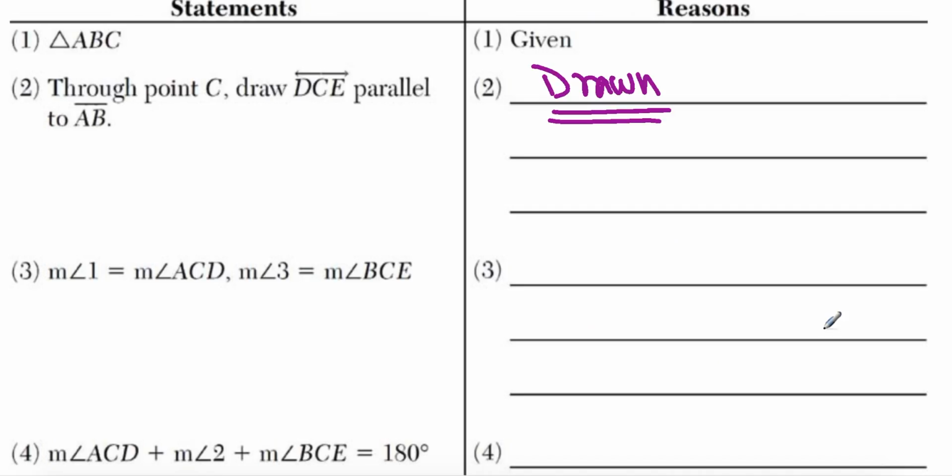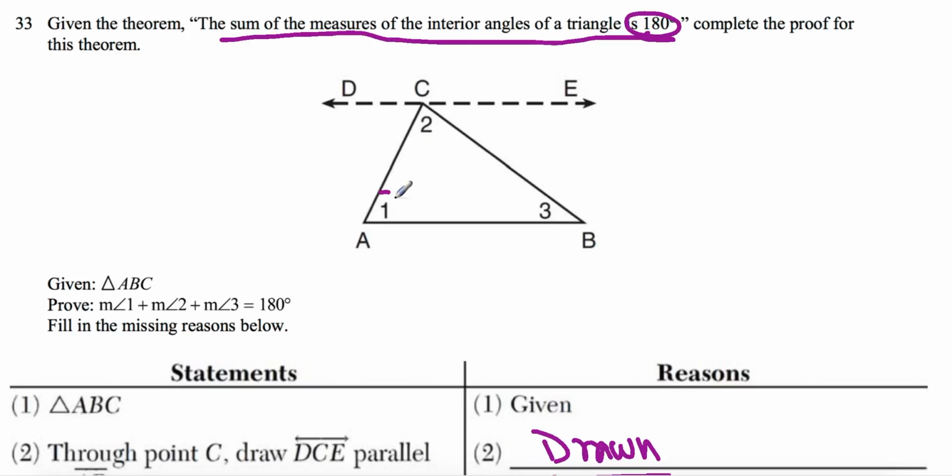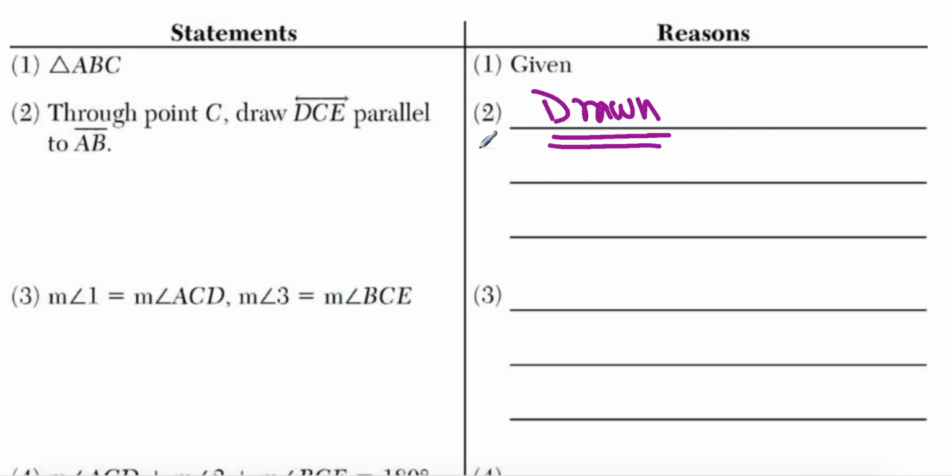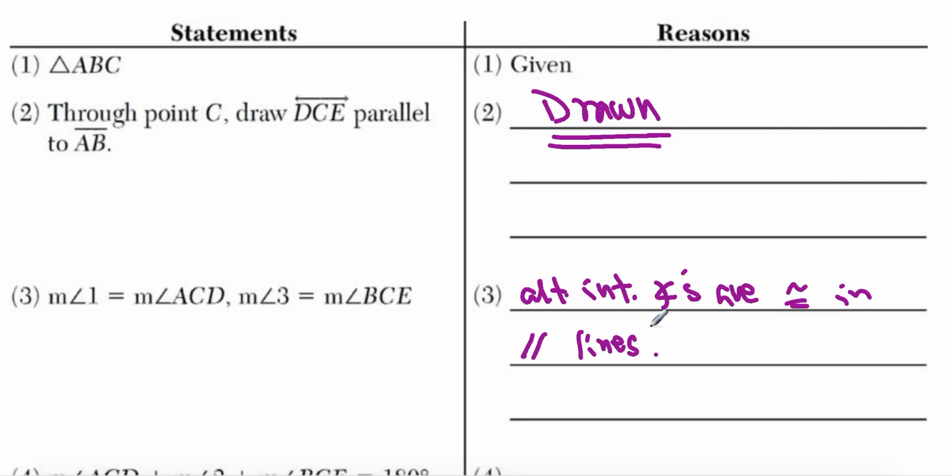And the second portion says angle 1 is equal to angle ACD. Why is that possible? And angle 3 must be the corresponding angle, because those are alternate interior angles. So we get alternate interior angles are congruent in parallel lines. That's basically what we end up getting.